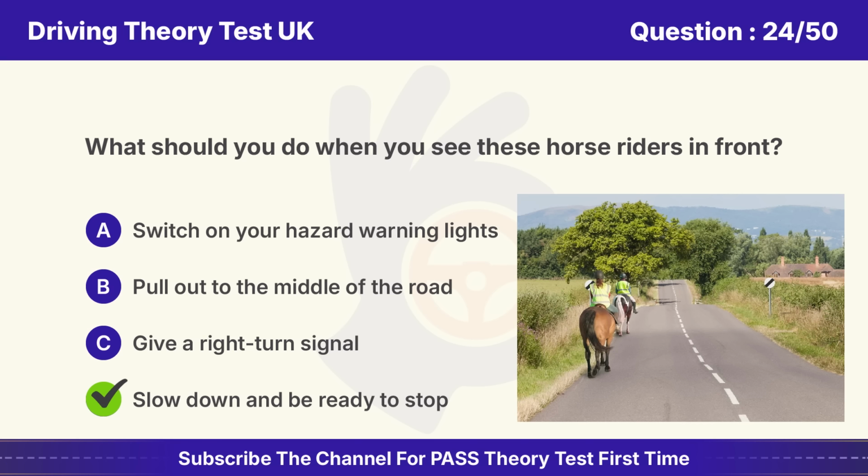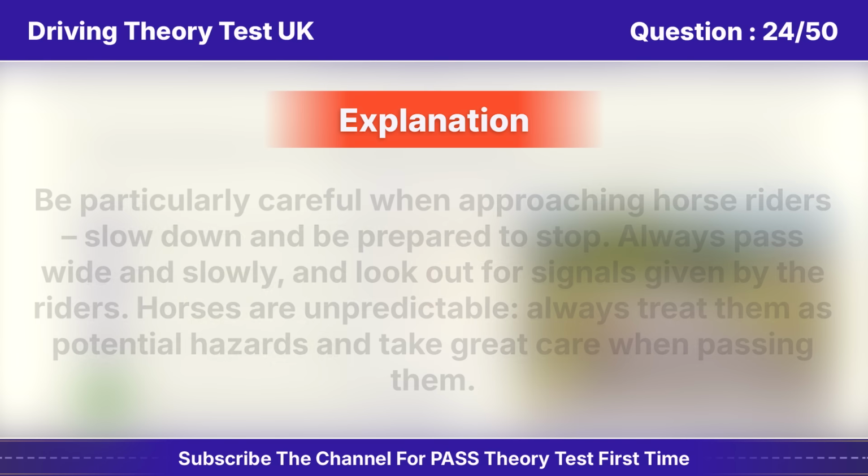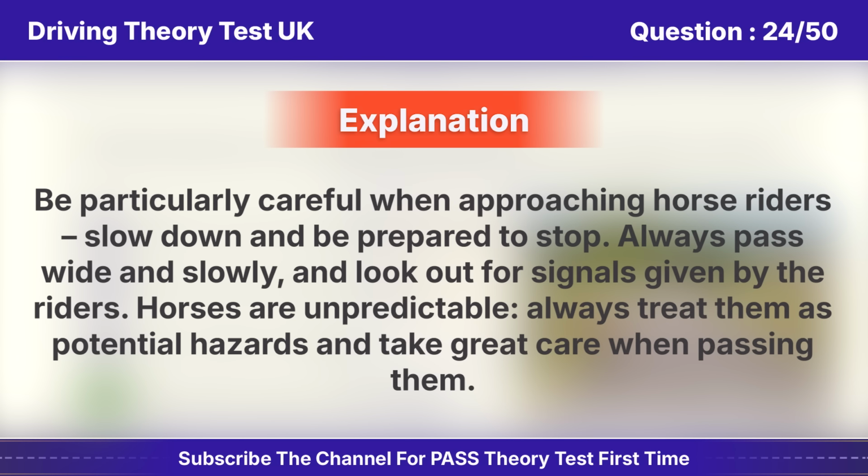Answer is D. Slow down and be ready to stop. Be particularly careful when approaching horse riders. Slow down and be prepared to stop. Always pass wide and slowly, and look out for signals given by the riders. Horses are unpredictable. Always treat them as potential hazards and take great care when passing them.